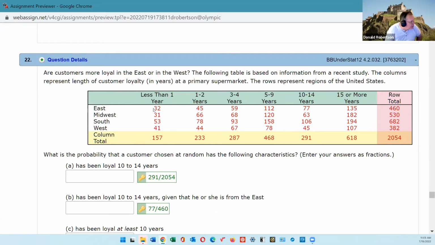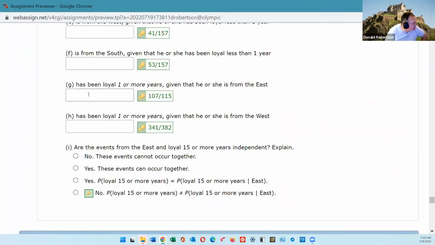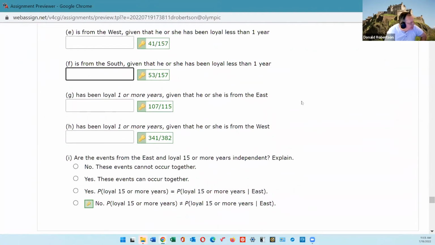And the one that we just answered was this column. So it's 41 out of 157. If you're told that they're less than a year, you're using the column. If you're told they're from the West, aren't you going to use the data from a row? So it's all about making sure you're using the correct row or the correct column, depending on that question. So let's pick that one.